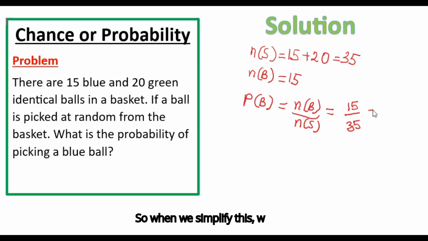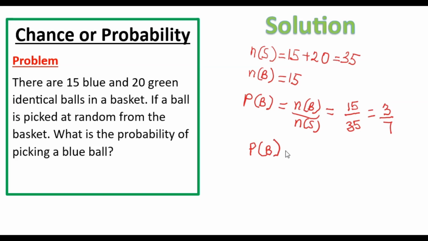So when we simplify this, we can use 5 because it's the highest number that can go into 15 and 35 at the same time. So 5 into 15 is 3 times, and 5 into 35 is 7 times. So here we are. The probability of picking a blue ball at random from this basket is 3 out of 7.